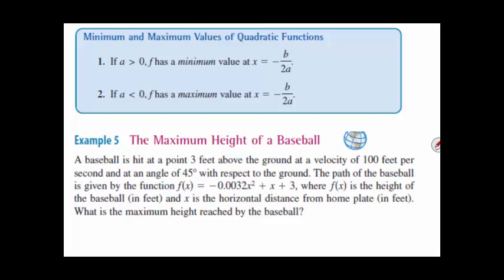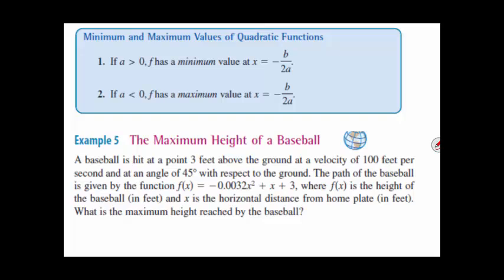So this one is telling us a lot about a baseball that's hit 3 feet above the ground, and then it gives us the path of the ball with a quadratic, and it wants to know what the height of the baseball will be. Where y is the height of the baseball and x is the horizontal distance from home plate. I'm sorry, I'm getting confused here. That's what the x and y mean. So what is the maximum height reached by the ball?